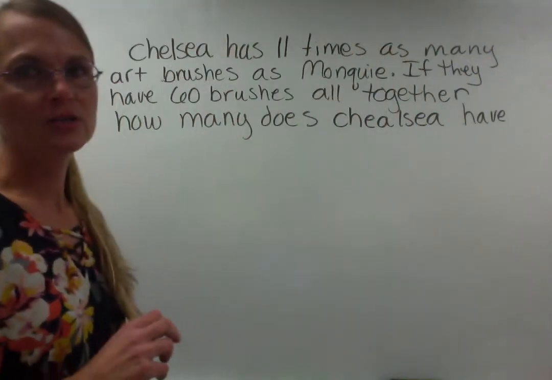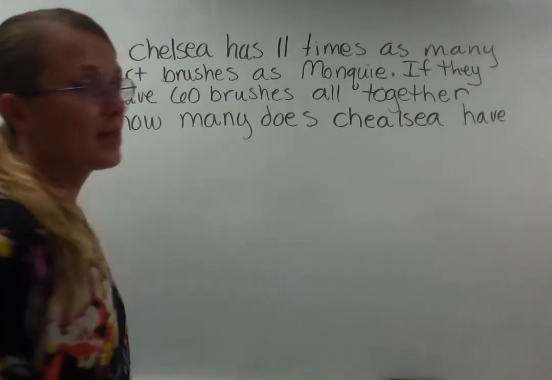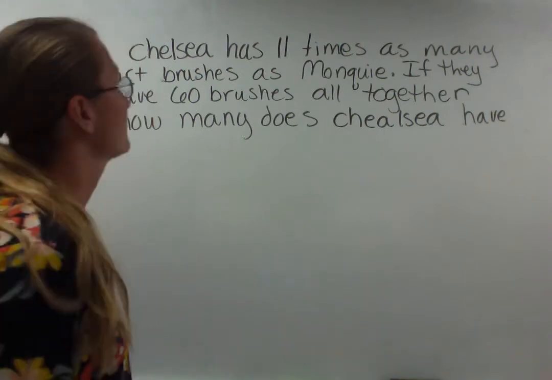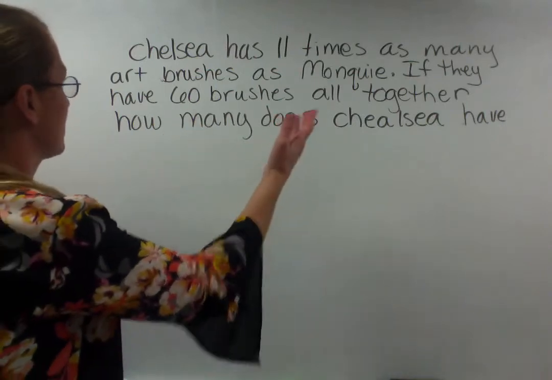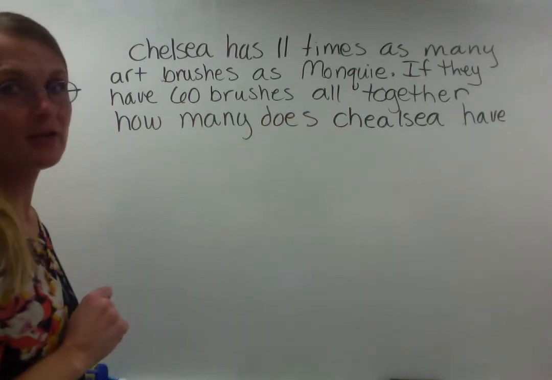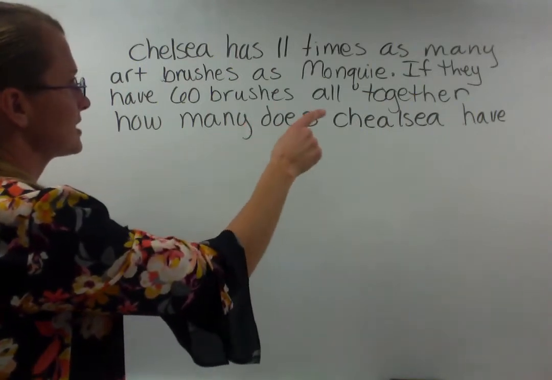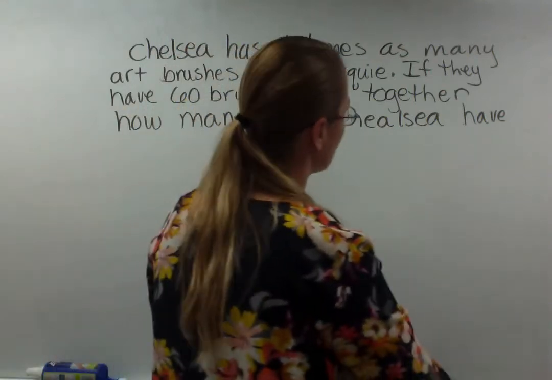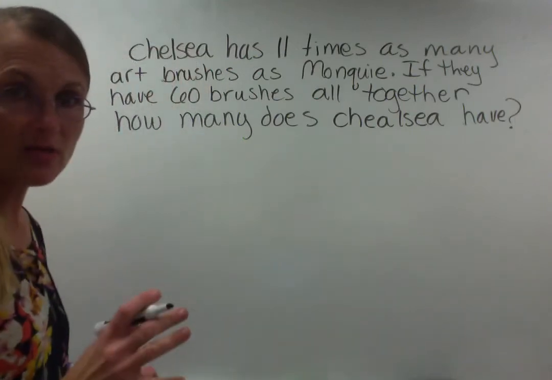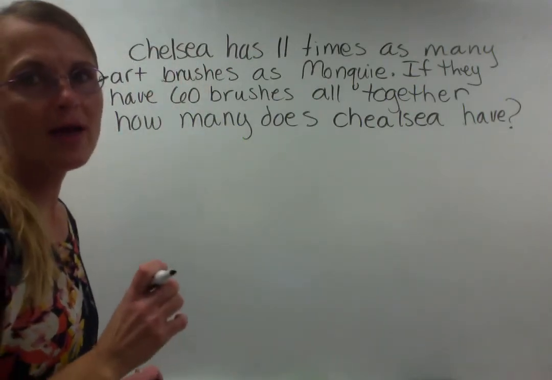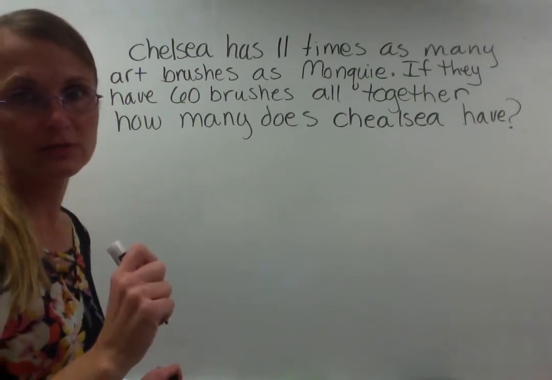We're going to look at Chelsea and Monique and some paintbrushes. And let's see what we can find out. So Chelsea has 11 times as many art brushes as Monique if they have 60 brushes altogether. Okay, 60 brushes altogether. How many does Chelsea have? Let me put a question mark up there for you. So basically what that means is altogether they have 60 brushes. So we know the total, but we don't know how much each person has. However, each person does not have the same amount.